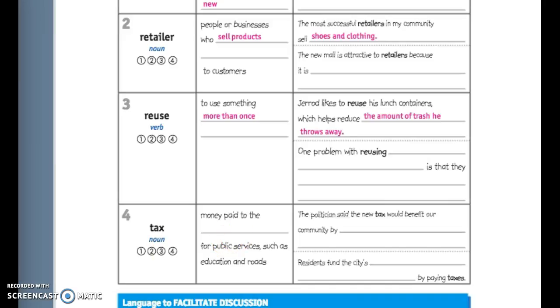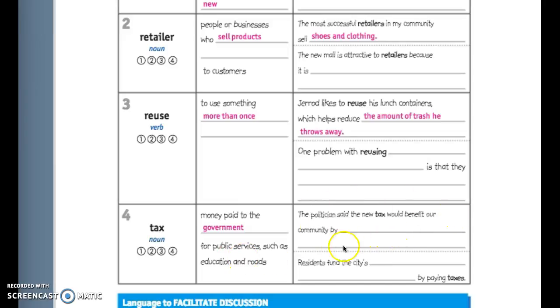So here's the definition. It's money paid to the government for public services, such as education and roads. All the money that you pay in tax, whether that be for sales tax, when you go buy some food, you got to pay a little bit extra, goes to the government. All the money you make in your life, all the money that your teachers make, a percentage of that actually goes to the government to help pay for roads and school buildings and things that the public needs. That's what public services are.